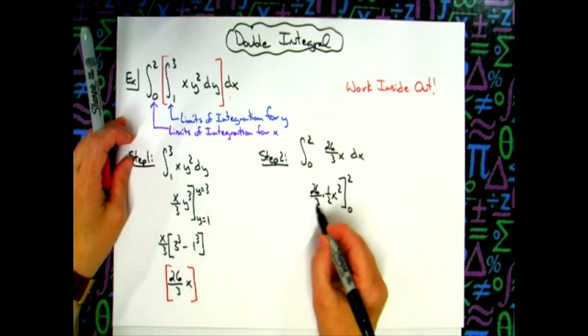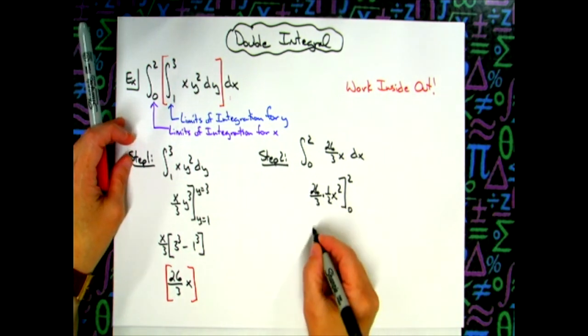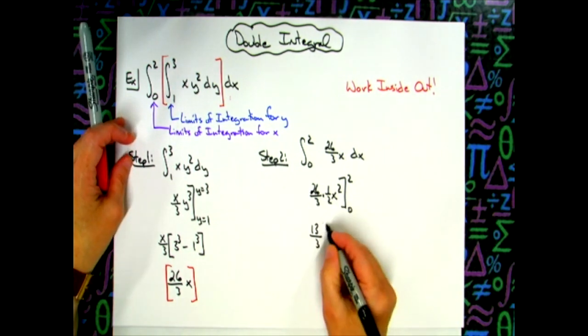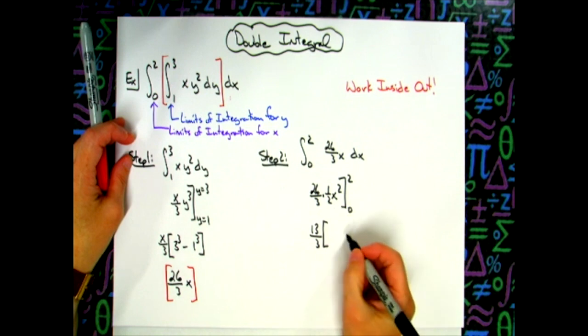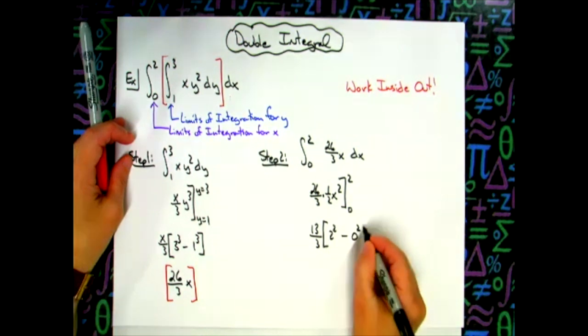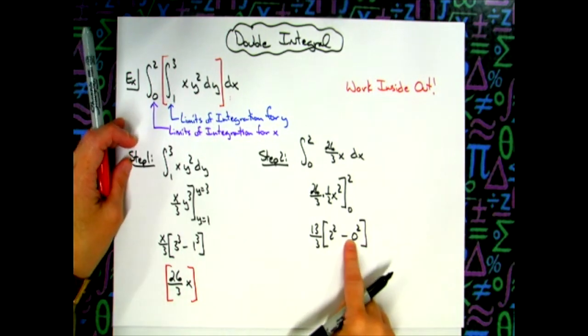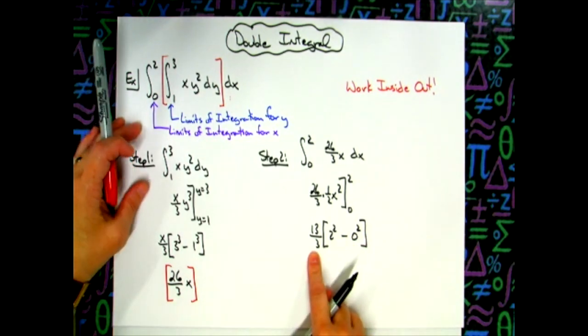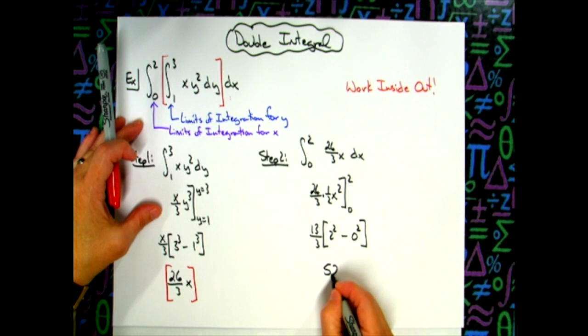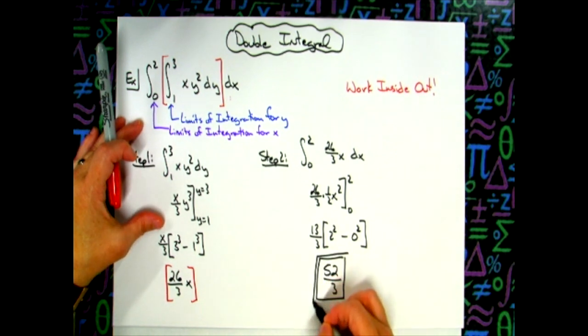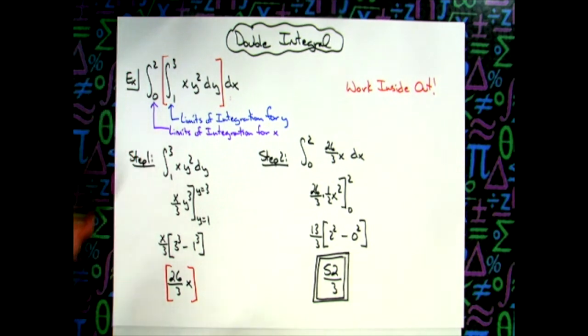Going ahead and reducing this, I'll have a 13 thirds out in front. And then plugging in that 2, I'll have 2 to the second power minus 0 to the second power. This is going to be a 4. 4 times that 13 thirds will give us an overall answer of 52 over 3. So just one pretty straightforward double integral there.